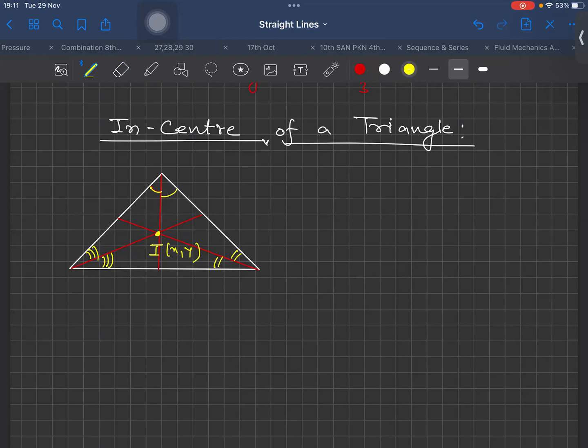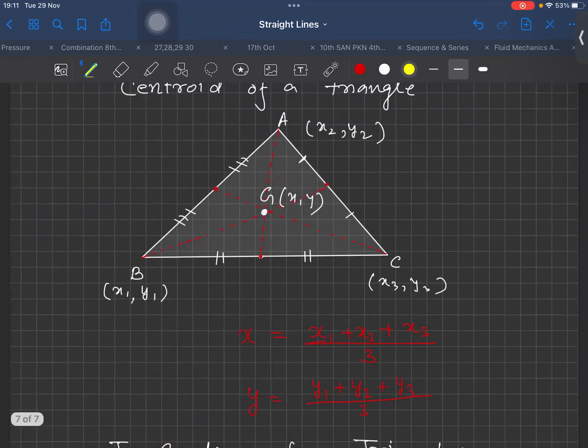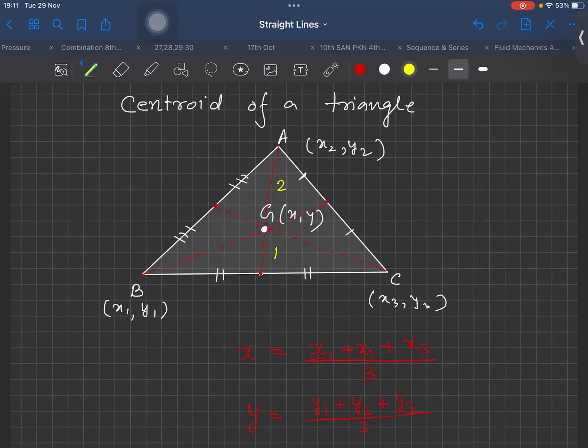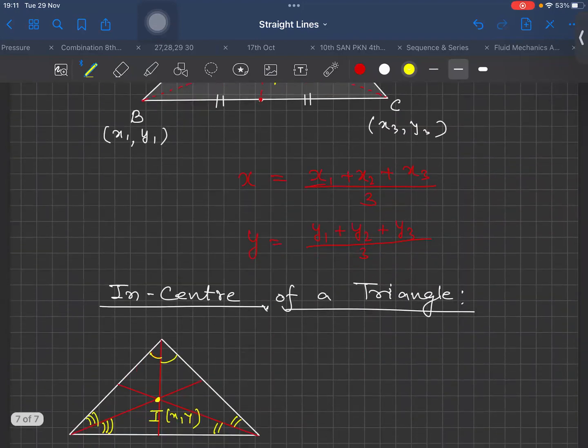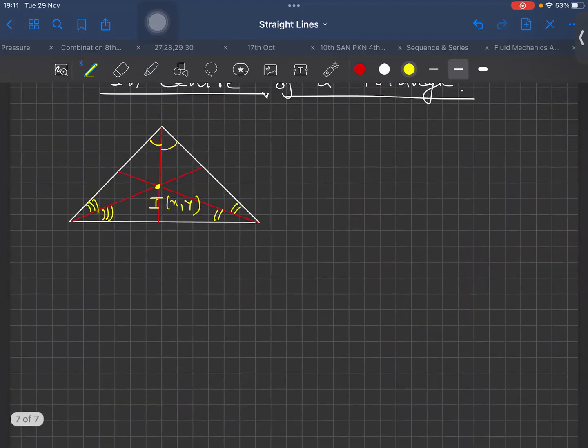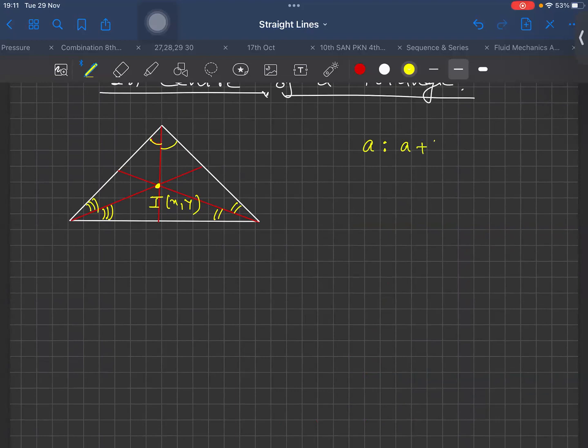See, medians are always divided in a 2:1 ratio, right? If you remember, 2:1, 2:1. It will always divide in this type of ratio, 2:1. Here the ratio is different. Here the ratio is A is to A plus B. Now what is A and B? We'll talk about that later, not now. When we are solving, I'm just trying to give you an idea.